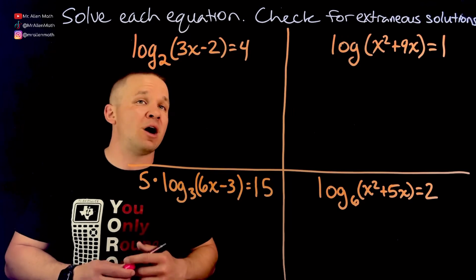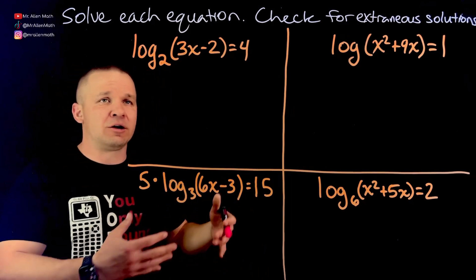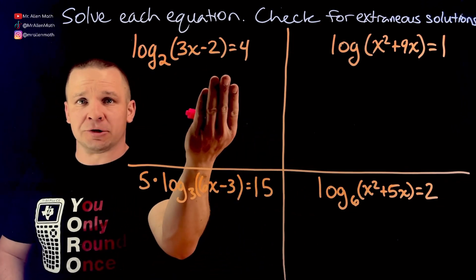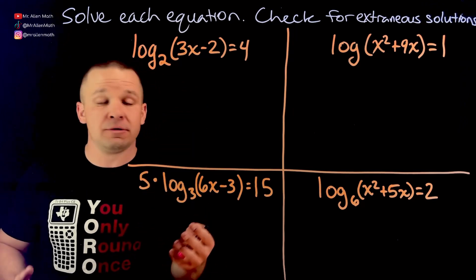We got log base 2 of 3x minus 2 equals 4. So how do I solve a log equation? I've got an x inside this log here. It's the argument of the log. How do I get to it? I can't divide by log base 2. That's not how it works, right?